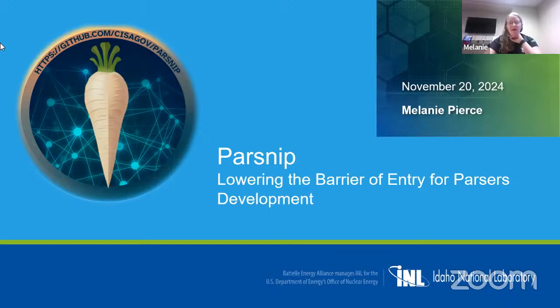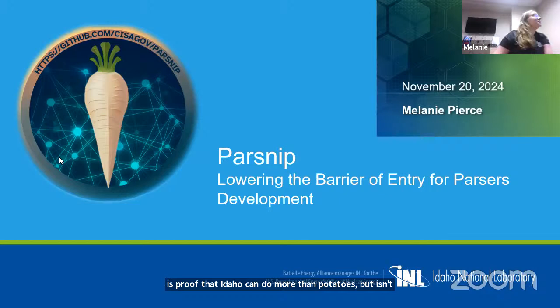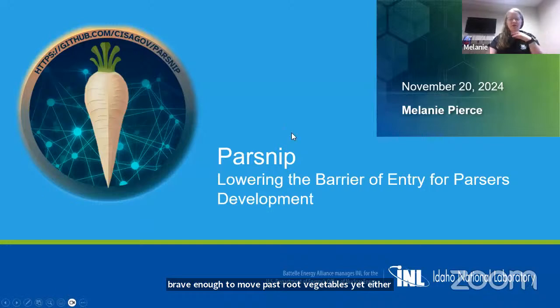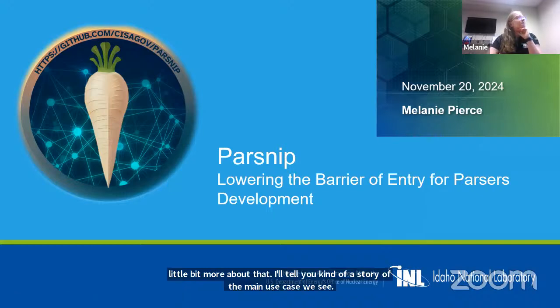I'm excited to talk about Parsnip. Parsnip is a tool we built at Idaho National Lab. It is proof that Idaho can do more than potatoes, but isn't brave enough to move past root vegetables yet either. Parsnip is a tool designed to kind of lower the barrier of entry for parser development. And we'll talk a little bit more about that. I'll tell you kind of a story of the main use case we see for Parsnip as we get there.